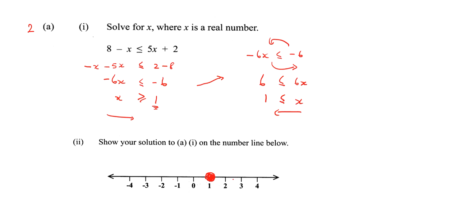And we want greater than, so therefore we need to have the arrow pointing in this direction. If it was less than or equal to 1, then the arrow would go to the left. But because we want greater than or equal to 1, the arrow needs to point in this direction. Okay?